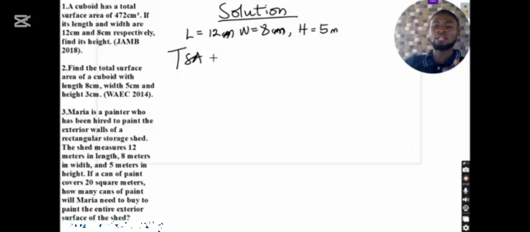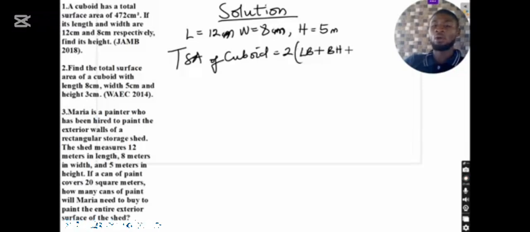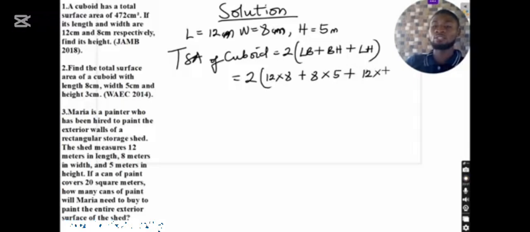So the total surface area of a cuboid is equal to, we remember the formula, 2 open bracket LB plus BH plus LH. So we have B appearing 2 times, H appearing 2 times, L appearing 2 times. You are sure that your formula is correct. So you can say 2, open bracket, the length 12 meters multiplied by the breadth, the width, 8 meters, plus the breadth again, 8 multiplied by the height, 5 meters, plus the length 12 multiplied by the height 5 meters, close bracket.